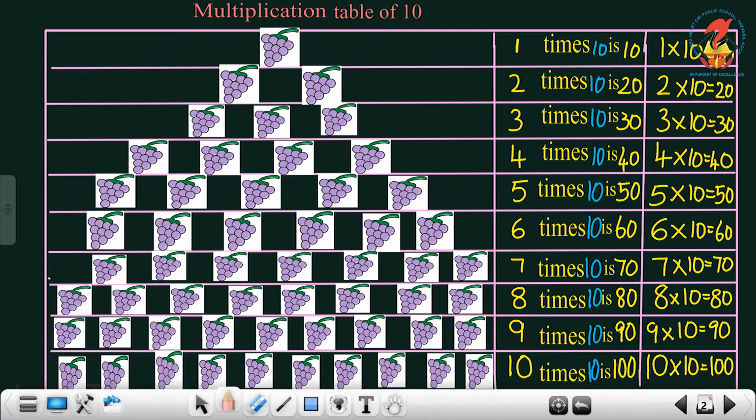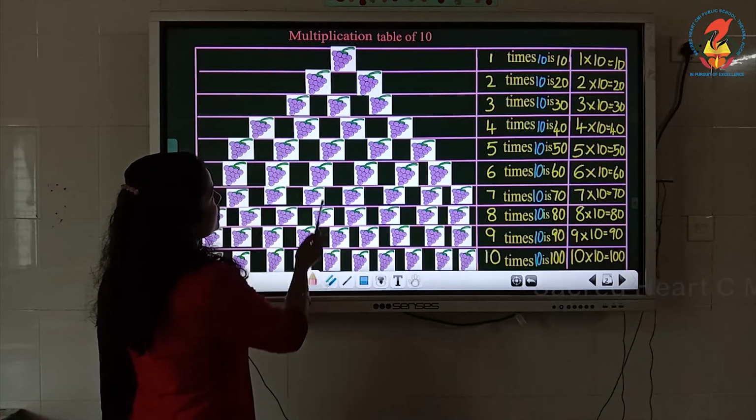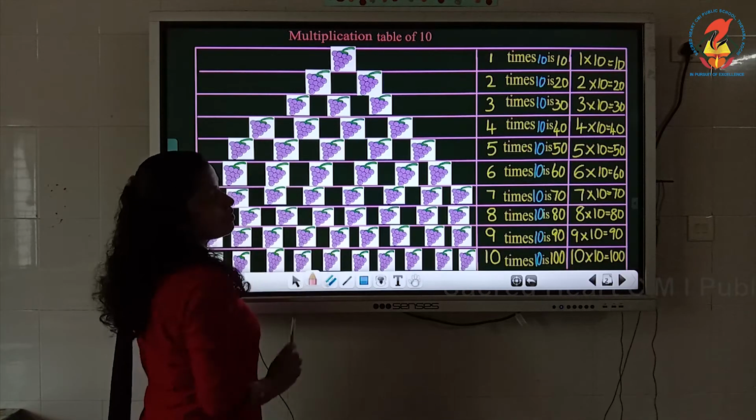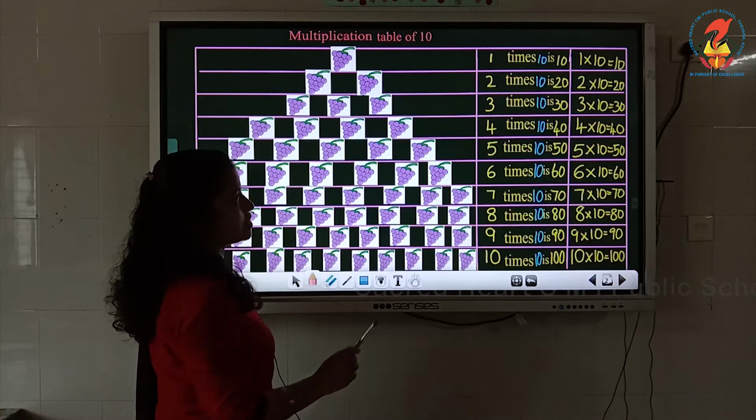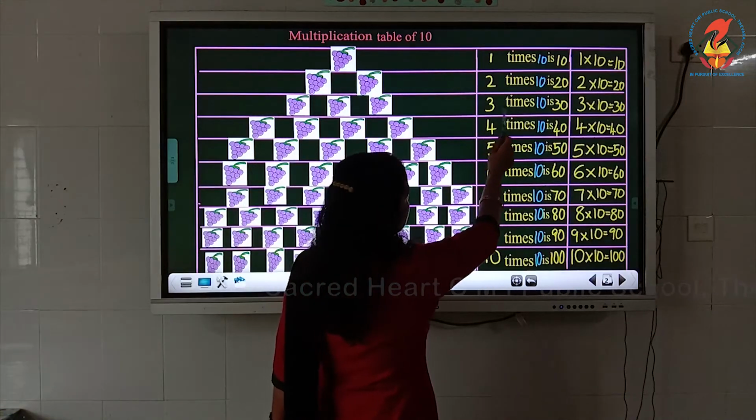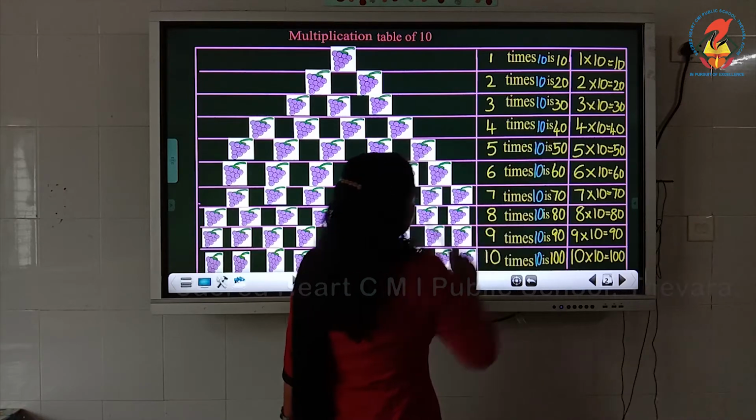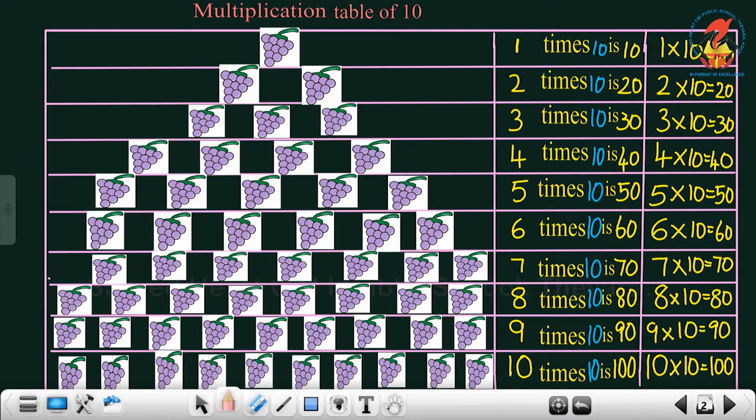In the second box you can see two groups of 10 grapes each. So how will we write? 2 times 10 is 20. And in the third box you can see three groups of 10 grapes each. So we will write it as 3 times 10 is 30. And in the fourth box you can see four groups of 10 grapes each. So we will write 4 times 10 is 40.